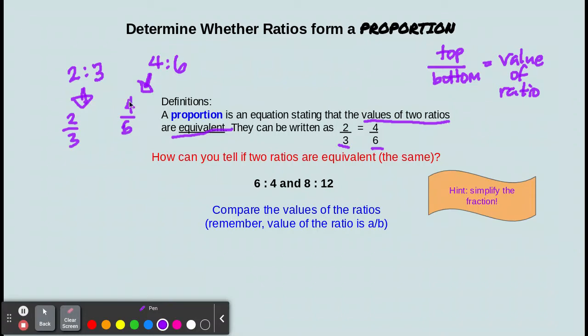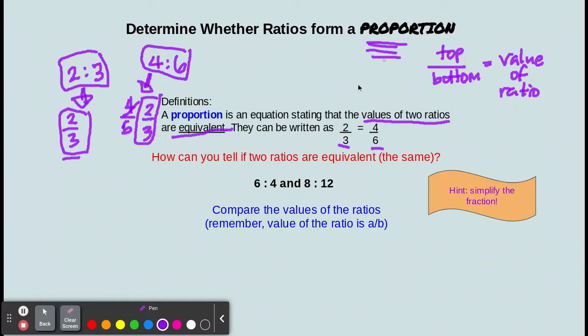Okay, we can simplify this down. We can't simplify this one, but this one we can simplify because they both can be divided by 2. So 4 divided by 2 is 2, and 6 divided by 2 is 3. So the values of both these ratios are exactly the same. And since the values are the same, these two ratios form a proportion. They are equivalent.